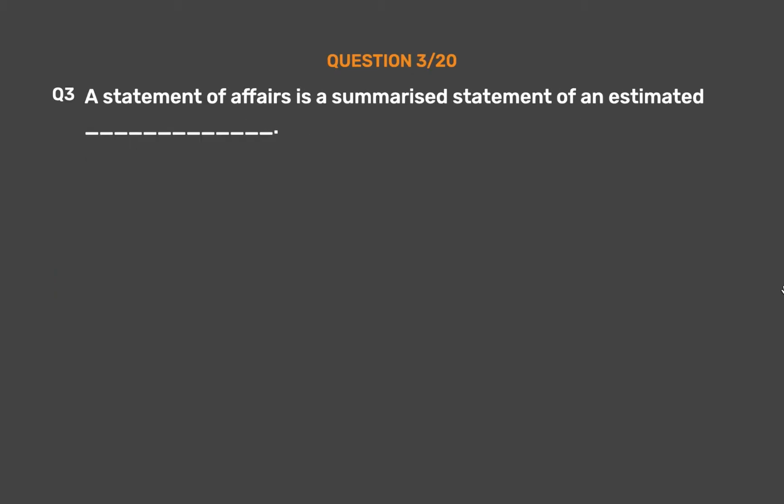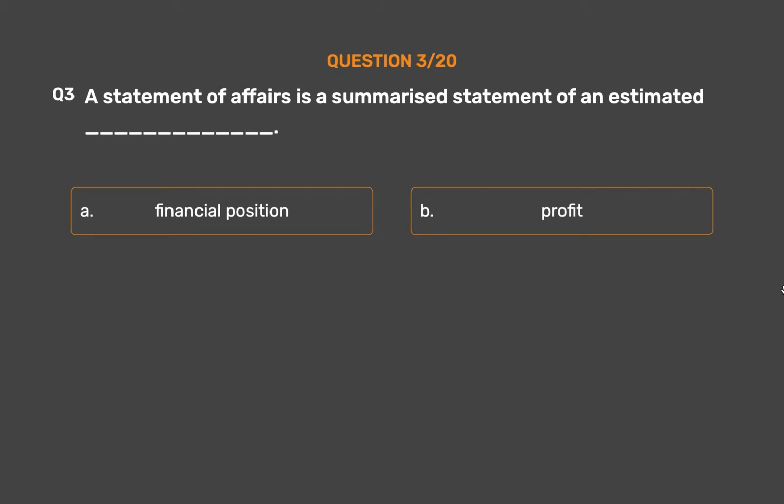Question number 3. A statement of affairs is a summarized statement of an estimated. Option A. Financial position. Option B. Profit. Option C. Income. Option D. Loss.